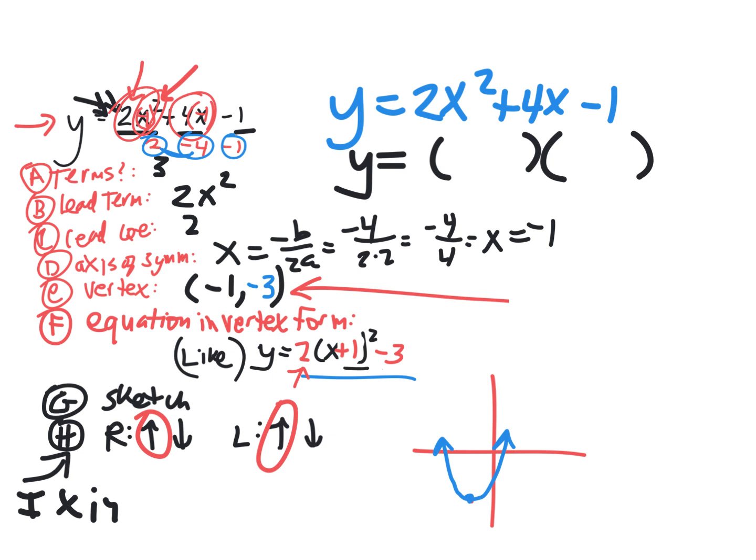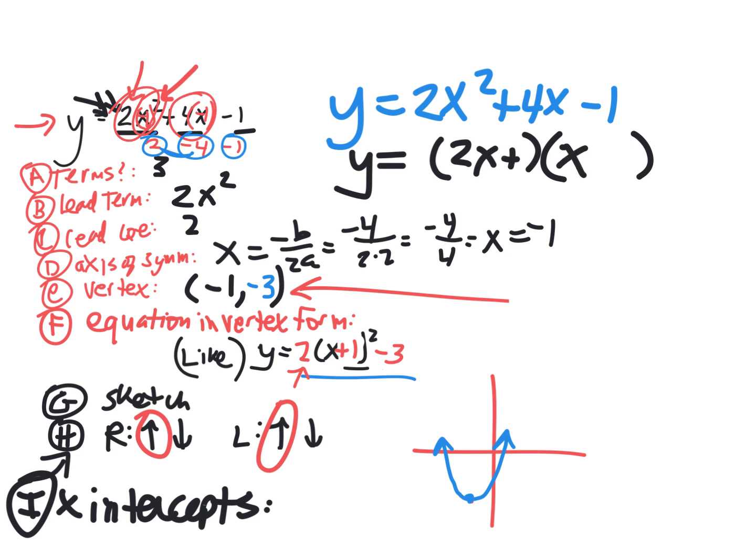So letter I is the x-intercepts, which you usually get by factoring. So you've got to know the follow-up to the saying, if you can factor it, you should. Because I don't think this one's going to factor.